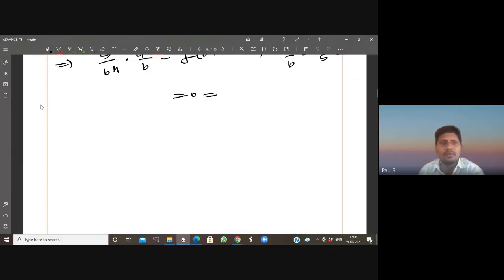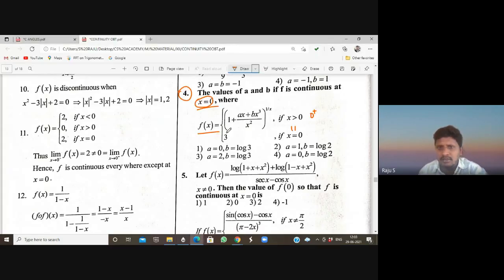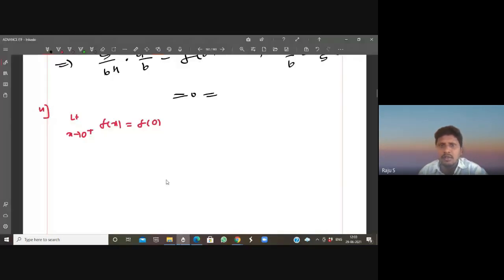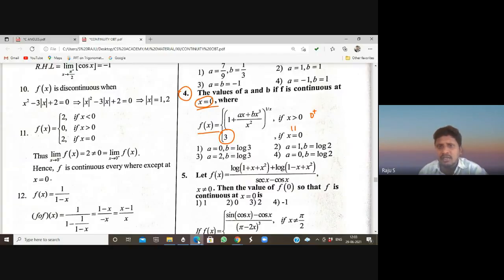So here the fourth question is, limit x tends to 0 plus f of x value, we need to find this, equating to f of 0. The f of 0 is clearly given as 3, am I right? 3 is given. Just find the right hand continuity alone. So this value already, f of 0 value 3 is given. So now limit x tends to 0 plus, what is the function value they given? 1 plus.